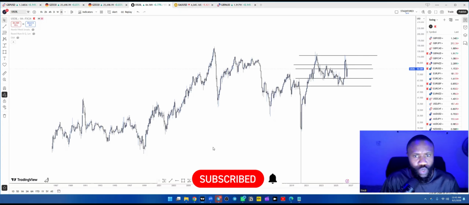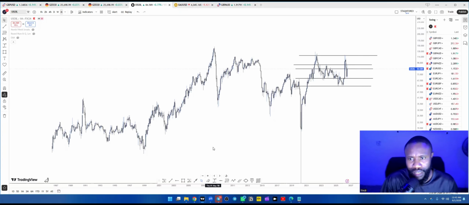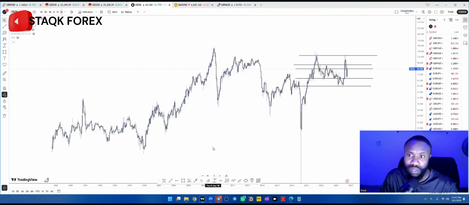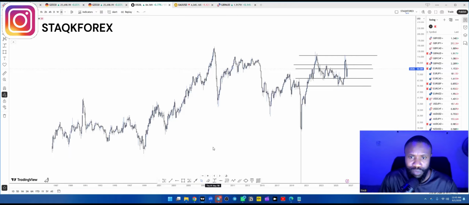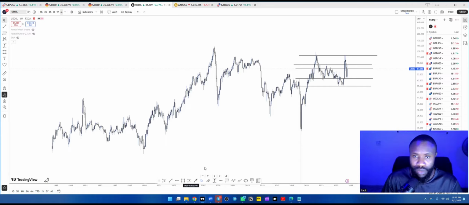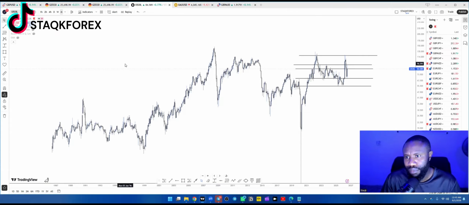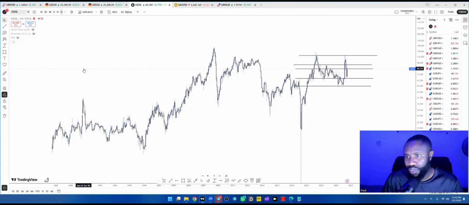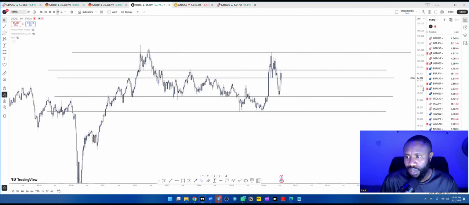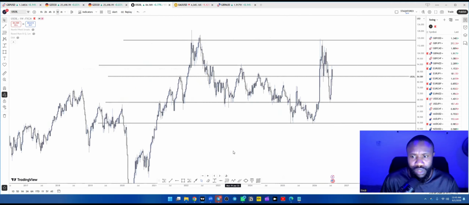Before I start my top-down analysis, I normally start from the monthly time frame. As you can see, I'm on the monthly time frame already, so you understand what is going on here, right? The reason for the monthly time frame is just for me to get the bigger picture of what is happening. After the monthly time frame, I will scale down to the weekly time frame to see if the trend is aligned with the monthly time frame or not.